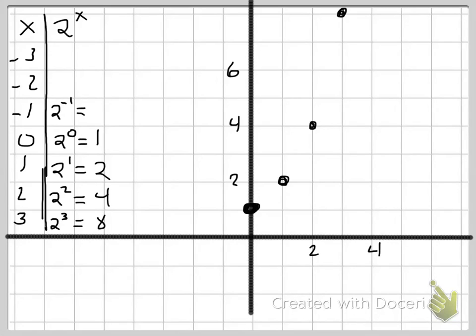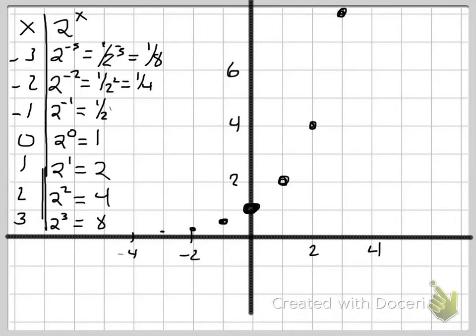The negative exponents here are going to give us reciprocals. So 2 to the minus 1 is the same thing as 1 over 2 to the first, or 1/2. I'm going to plot that point. 2 to the minus 2 is the same thing as 1 over 2 squared, which is a fourth. And 2 to the minus 3 will be 1 over 2 cubed, or 1/8. And then we'll go ahead and plot those points. If you need a minute, you can just pause the video and plot all those points in.